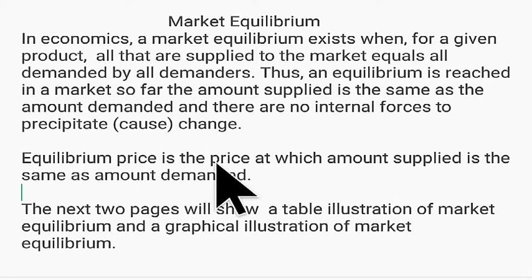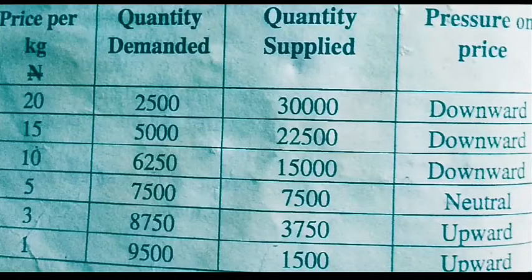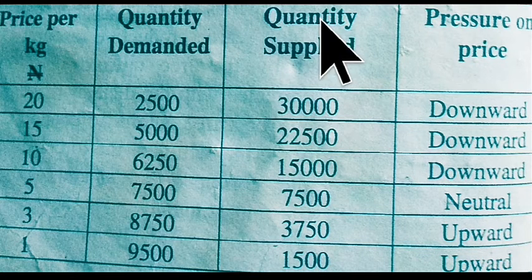Equilibrium price is the price at which the amount supplied is the same as the amount demanded. The next two pages will show a table illustration of market equilibrium and a graphical illustration of market equilibrium. This is the demand and supply schedules and the market equilibrium.